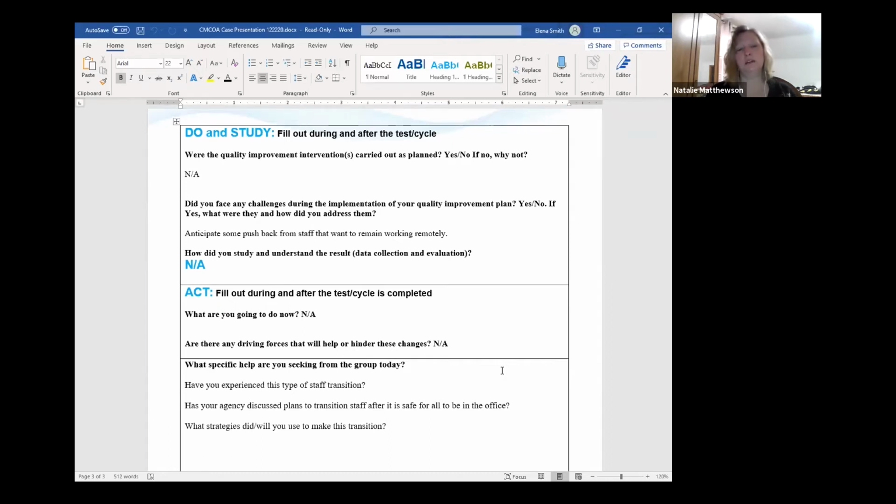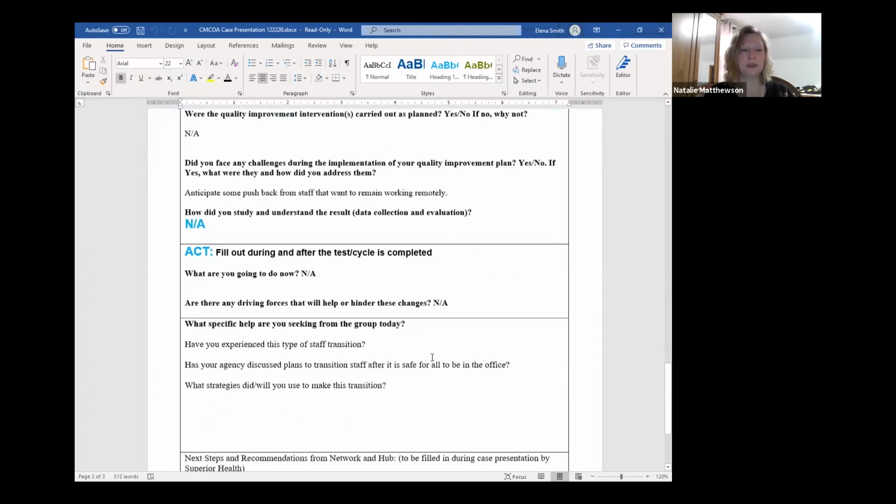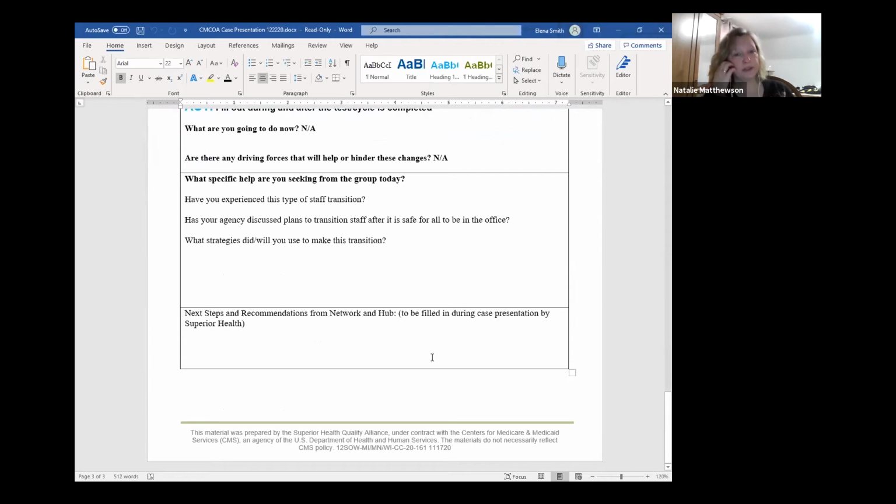Some people like a combination, but other people have really had a hard time working from home because they like to be around other staff and other people. But we do anticipate that we're going to get some pushback. So my questions to the group are: have you experienced this type of staff transition, not necessarily during the pandemic, but now or in the past? Has your agency discussed plans to transition staff after it is safe for all to be in the office? And what strategies did or will you use to make this transition happen?